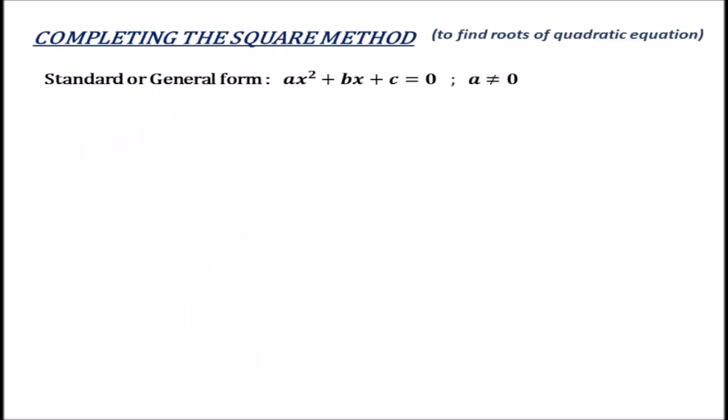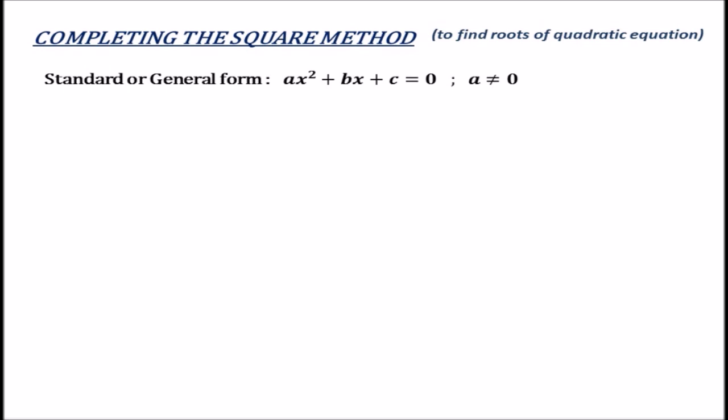Since we know that the standard or general form of a quadratic equation is ax squared plus bx plus c equals 0, where the coefficient of x squared, that is a, cannot be 0. The degree 2 of a quadratic equation suggests a quadratic equation will have two roots.